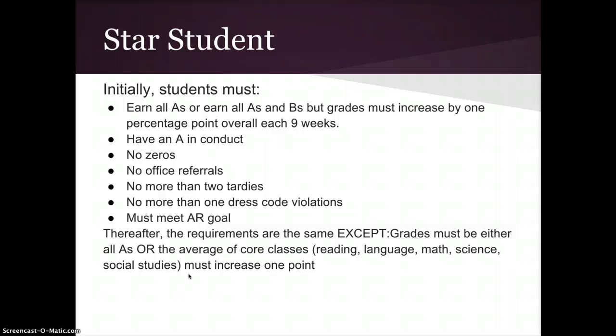Star student. We hope that all of our students are star students, but this is the criteria for them to be a star student. They must earn all A's, or if they're A's and B's, they must increase their overall percentage by 1 point each 9 weeks. They need to have an A in conduct. They may not have any zeros, no office referrals, no more than 2 tardies, and no more than 1 dress code violation. And lastly, they must meet their AR goal.